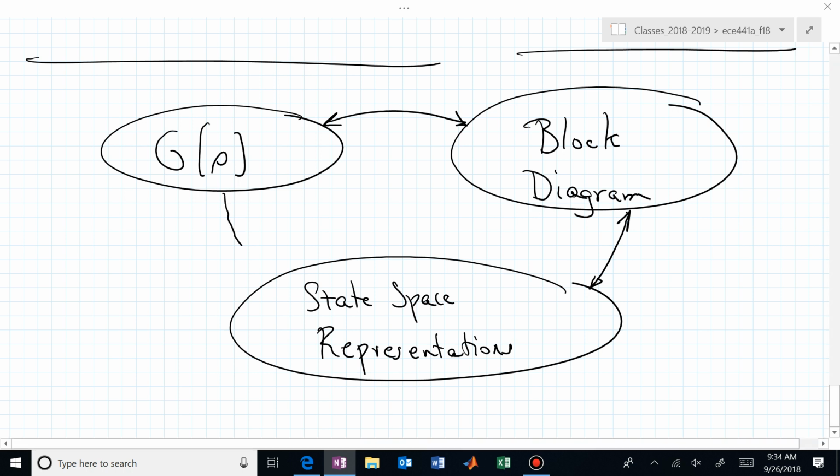Based on what we've done today, we can go from G of S to a state space by inspection or through derivation. And how do we go from state space to G of S? That's our cheer, cheer 1. That's one way of doing it. So we could say, give me a cheer, and that says that G of S is now C (S I minus A) inverse B plus D.